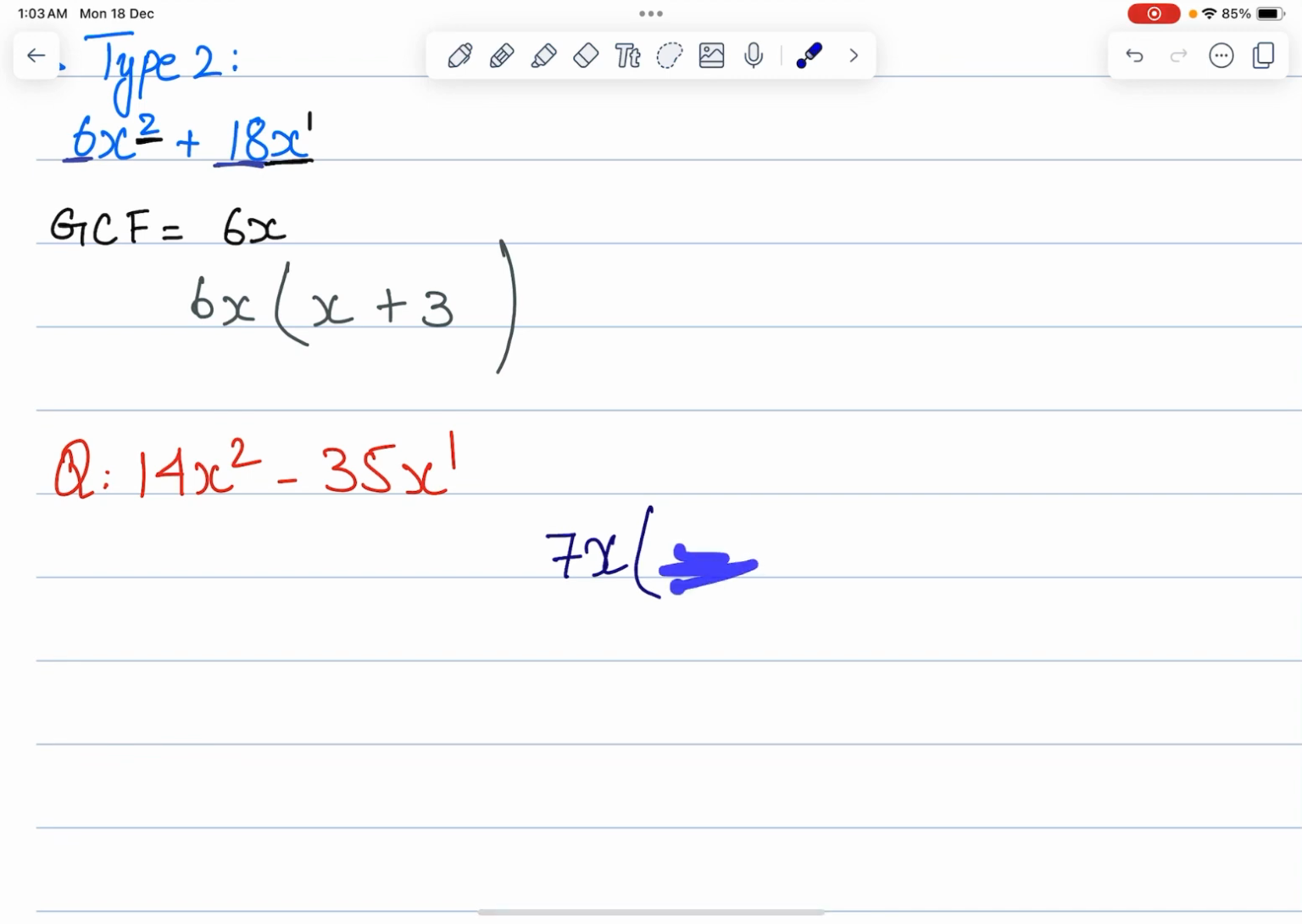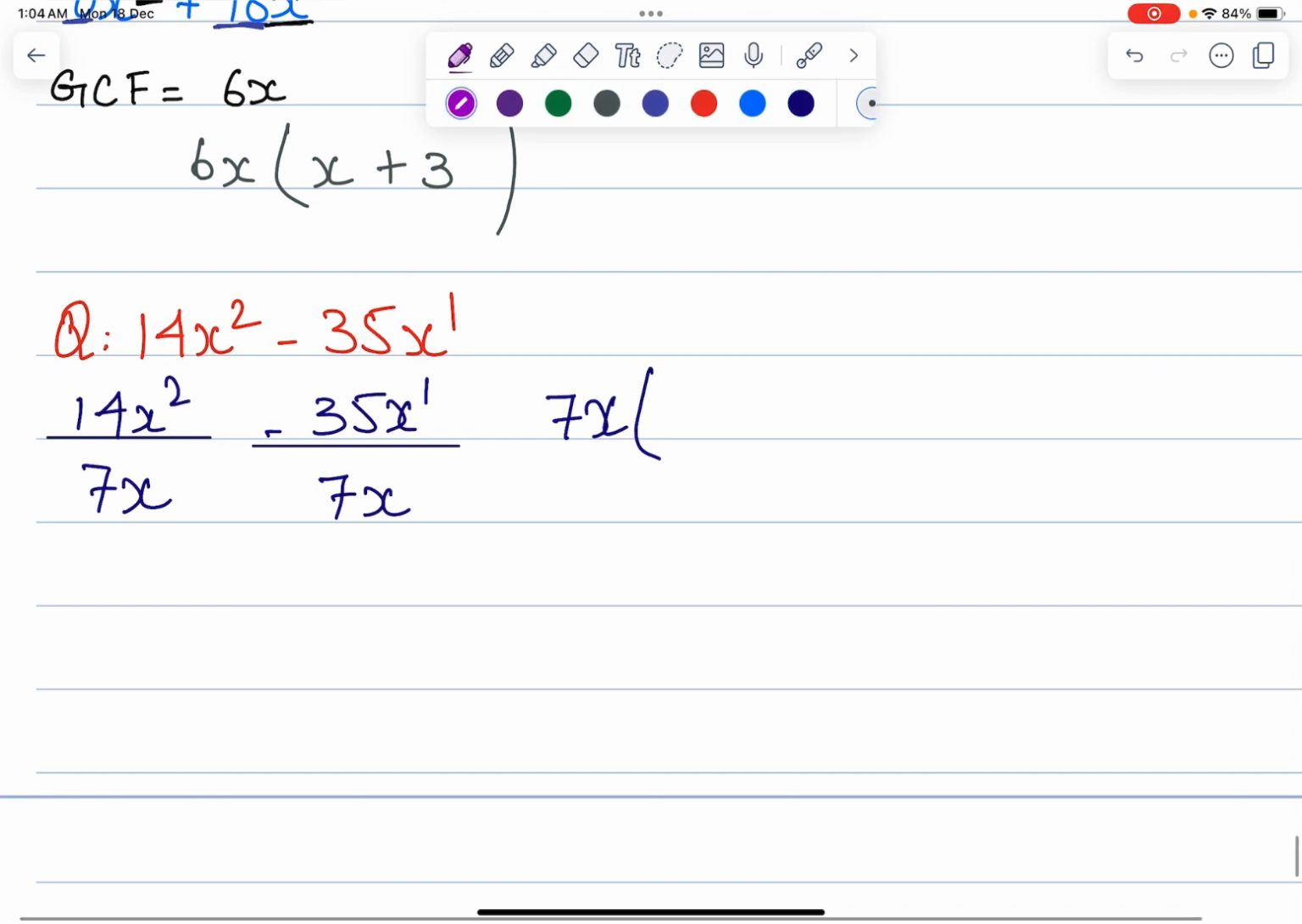What are you going to write inside the bracket to get 14x squared? Or you can interpret this as well. When we have figured out the greatest common factor is 7x, you just divide both terms by 7x. What do you get over here? You get 14 divided by 7 is 2, and x squared over x is x to the power 2 minus 1, because I told you that when you multiply variables, the powers add up, and when you divide variables, they subtract. So 2 minus 1 is going to give you just 1.